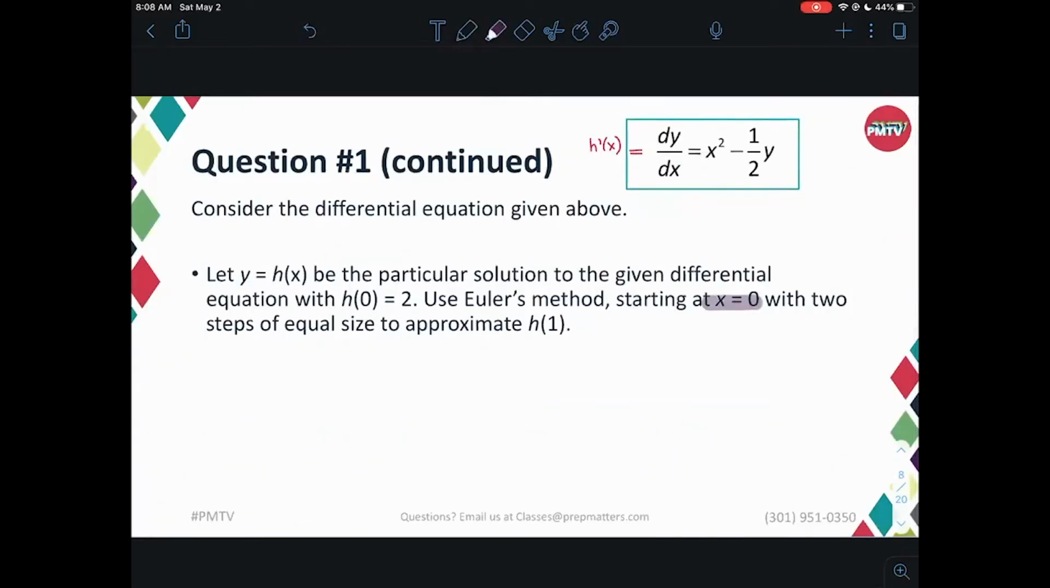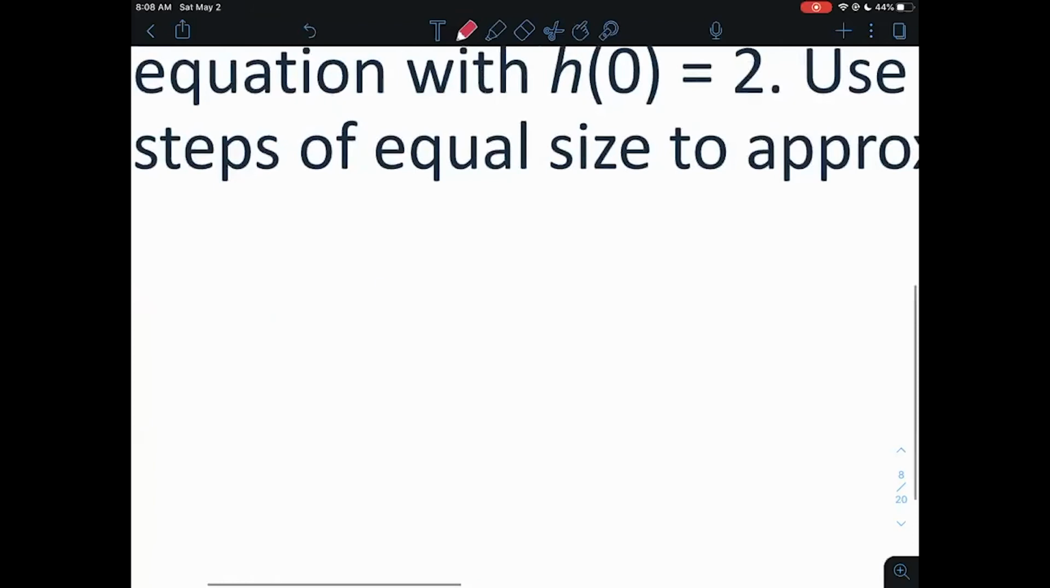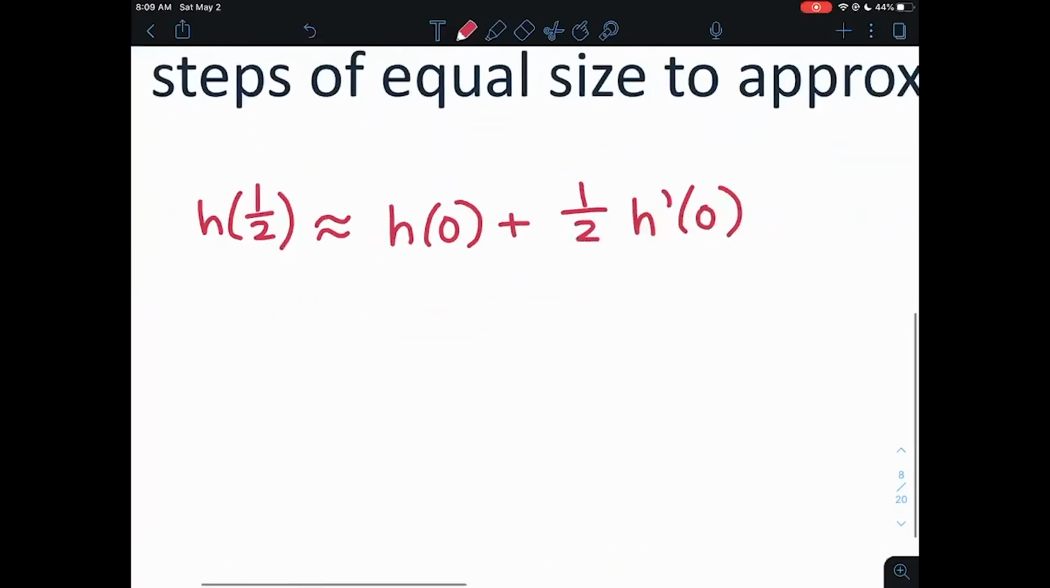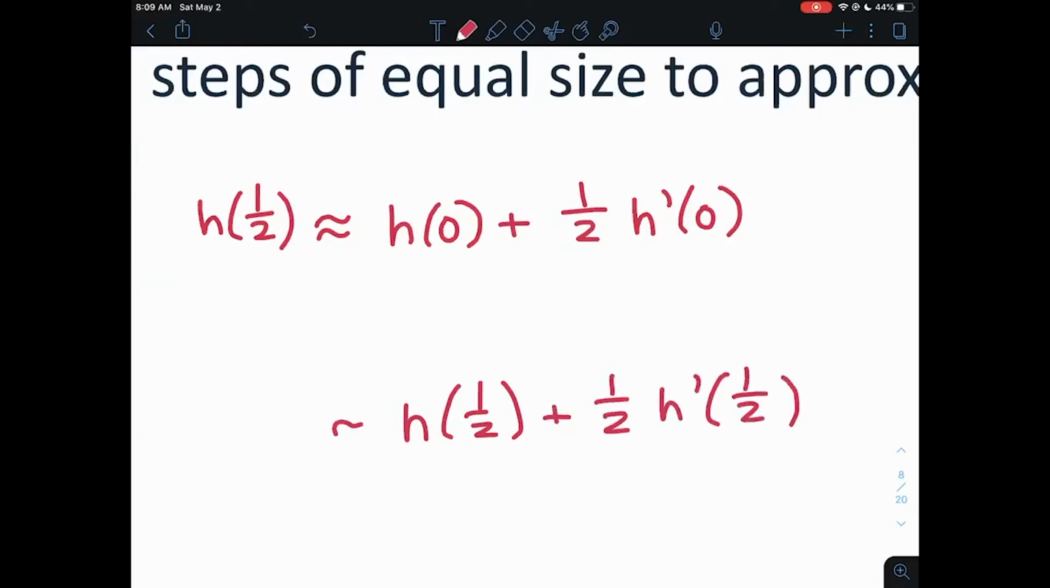So here's our information that we need. We need to start at 0. We need to get to 1 with 2 steps. So that means our step size is 1/2, just like the example that we did in the very beginning. So I'm going to start at 0. I am going to use a step of 1/2 with the derivative evaluated at 0. And I am going to then get an approximation for h of 1/2. Then I will be at h of 1/2. I will use a step size of 1/2 with the derivative evaluated at 1/2. And that will lead me to an approximation for h of 1.